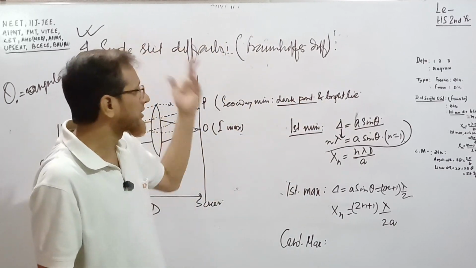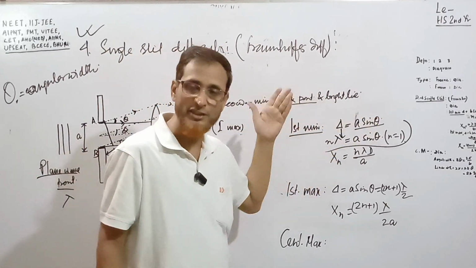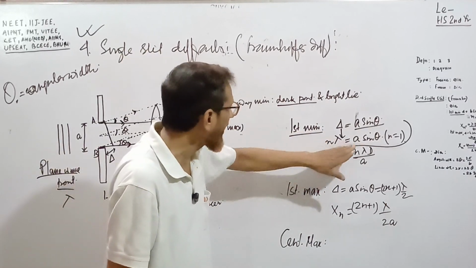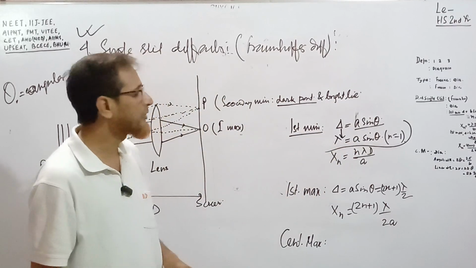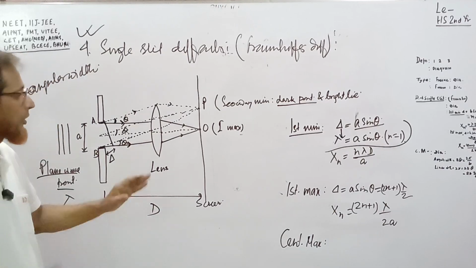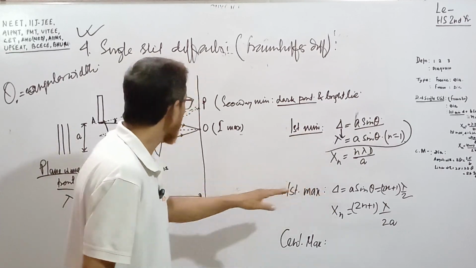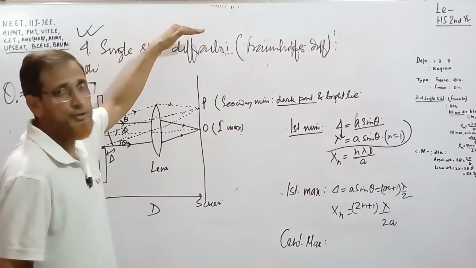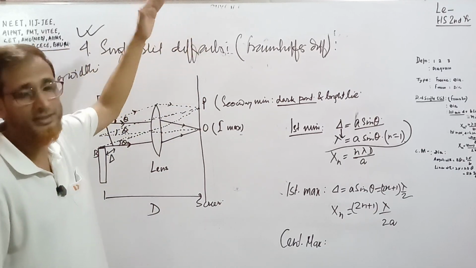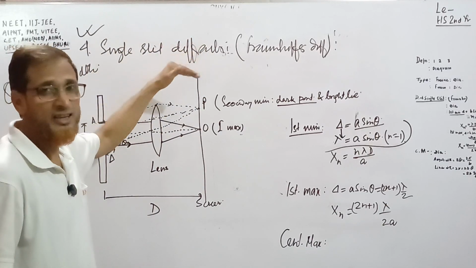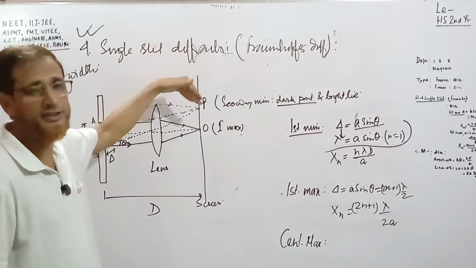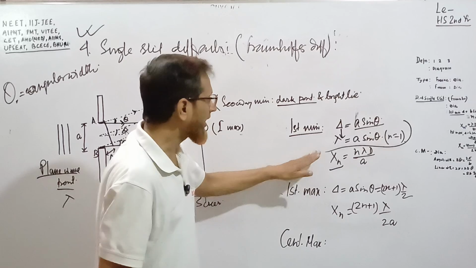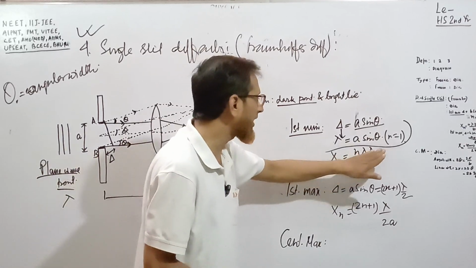So if it is first, then in place of n we will put 1. If it is second minima, 2. Since we have written first minima, in place of n, this will be lambda is equal to a sine theta. And if you try to find out the distance from the center, the nth distance, at what distance the first, second, third, fourth maxima or minima lie, that distance is xn. So xn is equal to n lambda D by a.